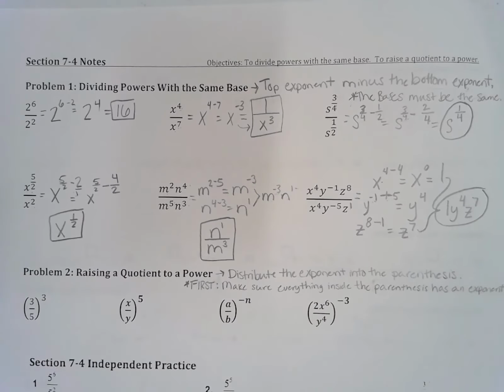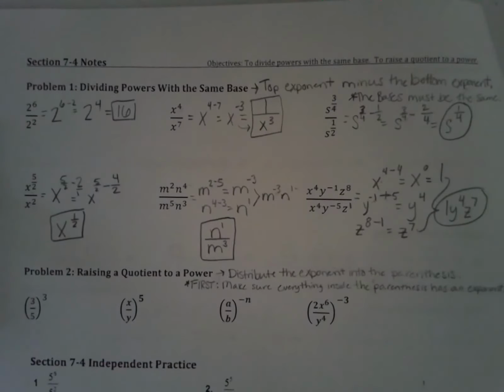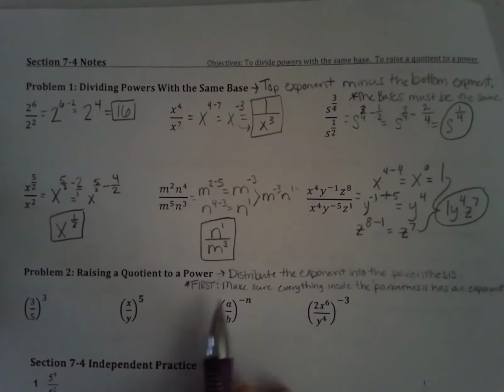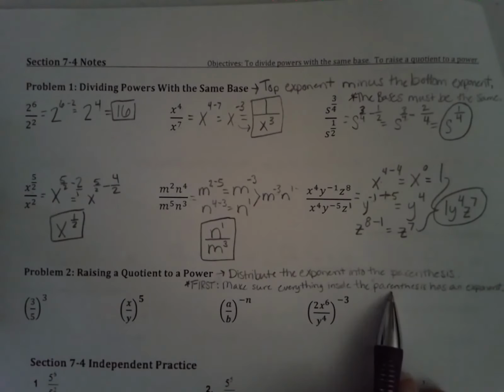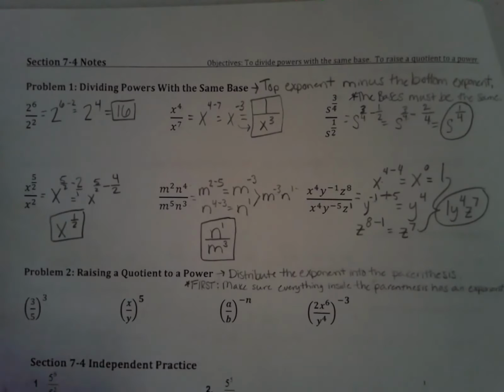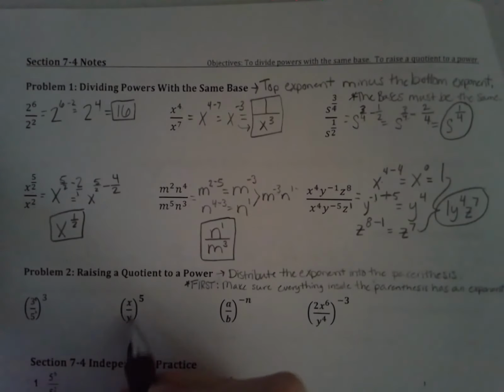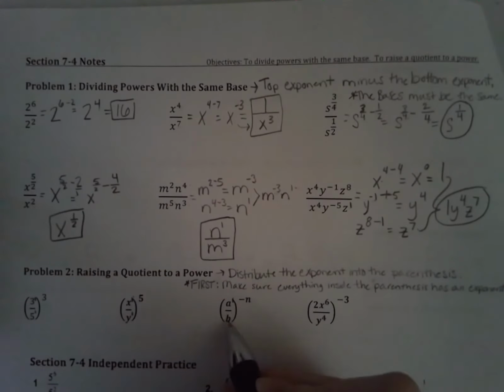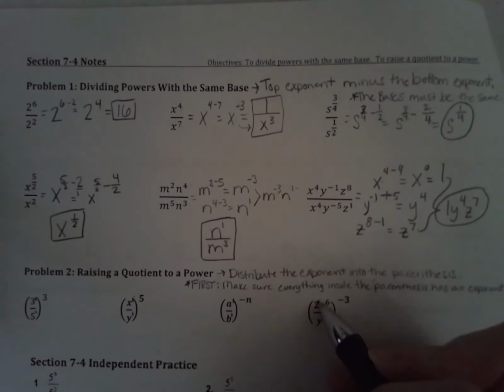Next up, we have raising a quotient or division problem to a power. It's really important that to do these problems you distribute the exponent into the parentheses just like we did yesterday. But first you want to make sure everything inside the parentheses has an exponent. So in this first parentheses I have 3 over 5, so I'm going to make sure it's 3 to the first, 5 to the first. This next one is x over y, so it's x to the first, y to the first. A over b is a to the first, b to the first. 2 to the first, x to the 6th, y to the 4th.